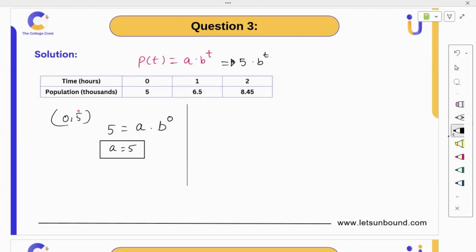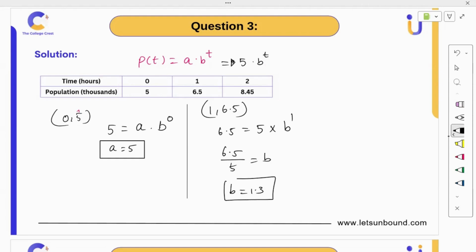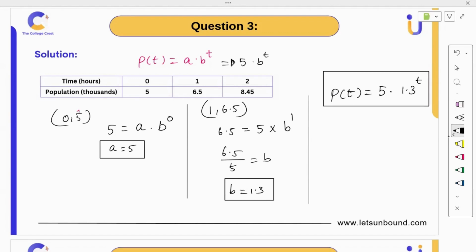So you can plug in another value like 1 comma 6.5 in this new equation. So 6.5 equals 5 times b power 1. 6.5 by 5 is b, and b is 1.3. Basic simplification, and that's it. Your P of t is ready. P of t is 5 times 1.3 whole power t. This is the exponential model in equation format. Right. Next question, there is one more, right?